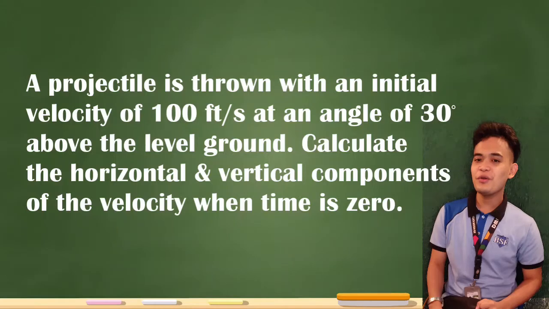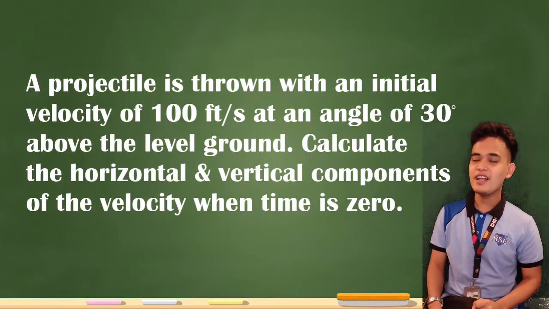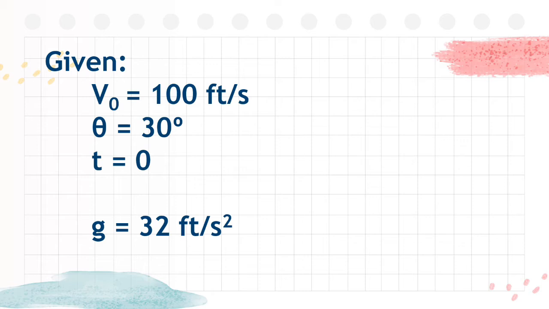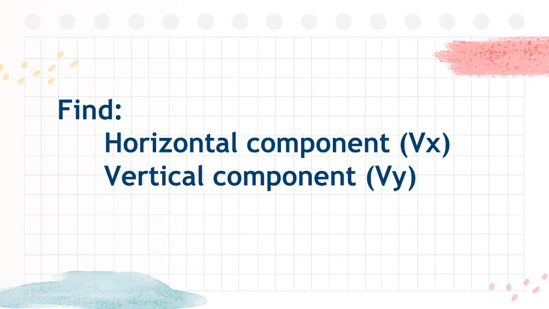A projectile is thrown with an initial velocity of 100 feet per second at an angle of 30 degrees above the level of ground. Calculate the horizontal and vertical components of the velocity when the time is 0. First, let us identify the givens in the problem. Our V naught is equal to 100 feet per second, the angle is equal to 30 degrees, and the time is equal to 0. The physical constant is our acceleration due to gravity, which is equal to 32 feet per square second. We are looking for the value of our horizontal component, or V sub x, and the vertical component, which is V sub y.